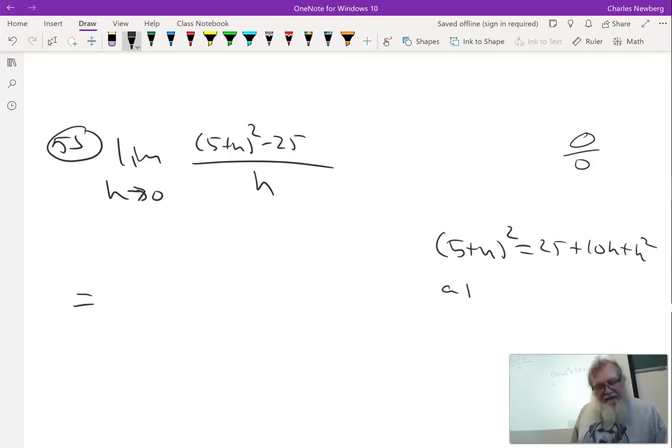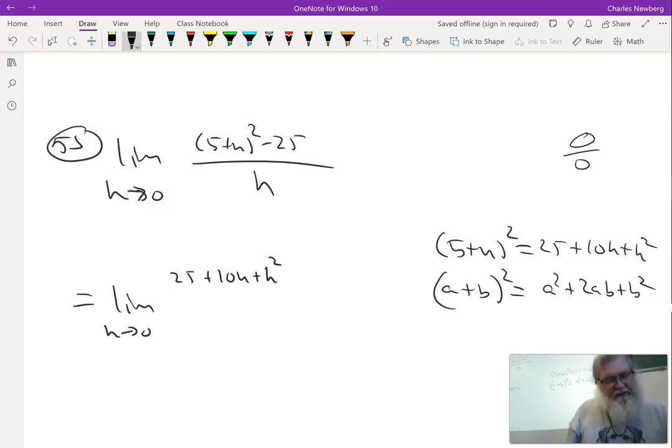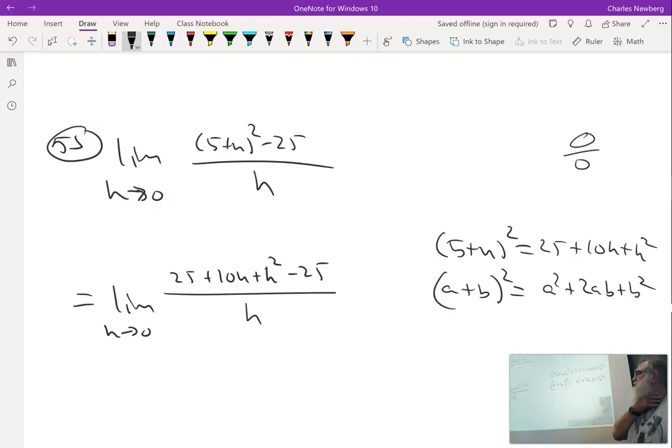And I like to use the quick formula: (a plus b) squared is a squared plus 2ab plus b squared. Or you could FOIL it on the side there, Magnus. I won't take my time to FOIL in this class. So we square out that 5 plus h. We get 25 plus 10h plus h squared minus 25 over h.